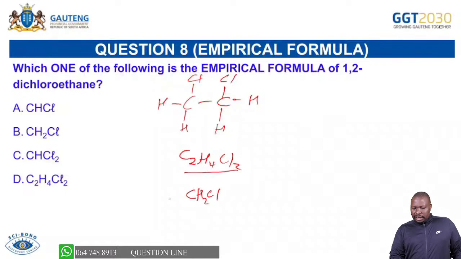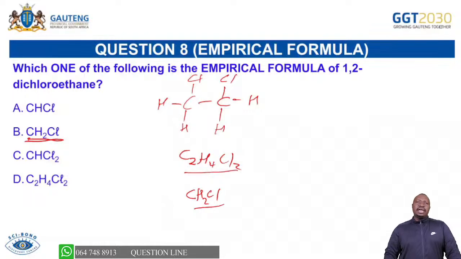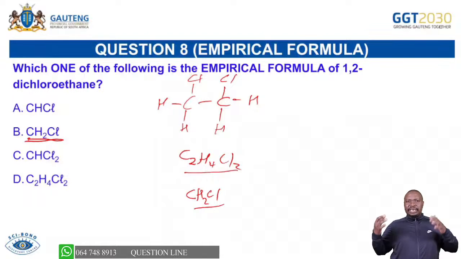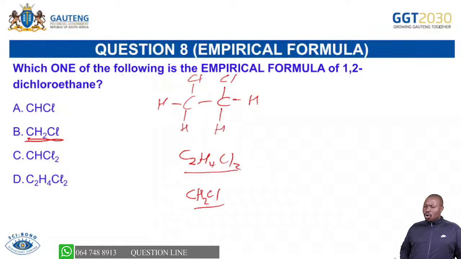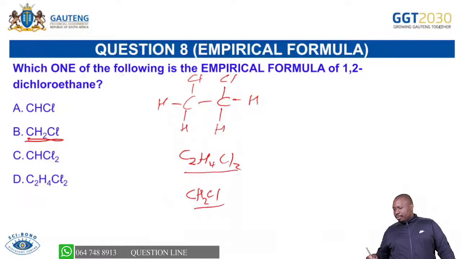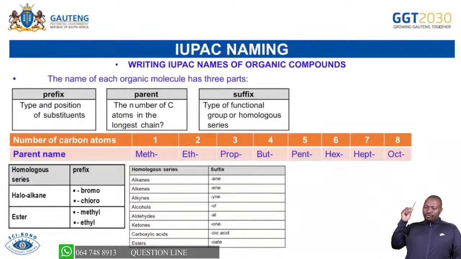So you can see that the right one must be CH2Cl, which is now number B as the empirical formula, because you wanted the simplest ratio that you can get. So you can't get 1.5, for example. It must be the simplest whole number that you are getting for your empirical formula. So it's important that you know the issue of empirical formula.